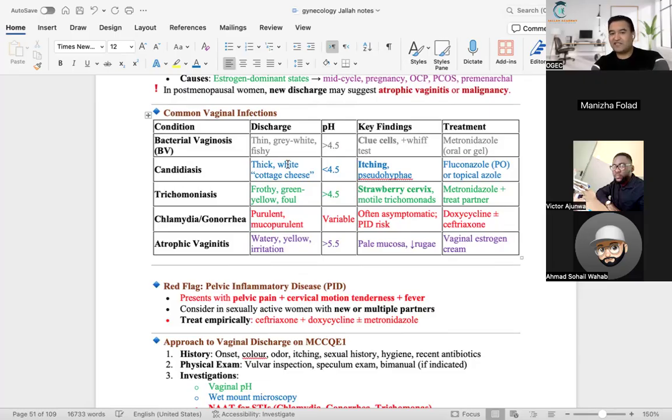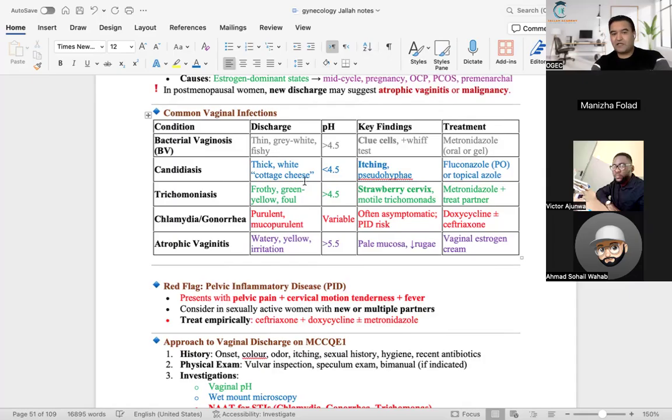Candidiasis will be a thick, white, cottage cheese discharge. So they will mention this. Irritation is very common. Itching and pseudohyphae are very characteristic findings, the key finding. Fluconazole is the best choice. You can have only one dose, a single dose of 150 milligrams, or you can use a topical one.